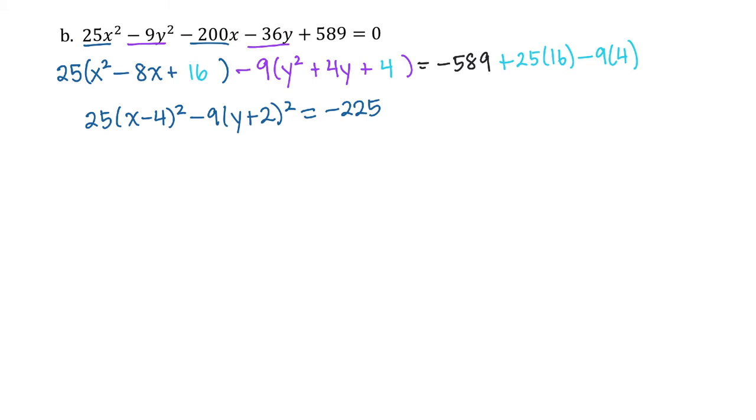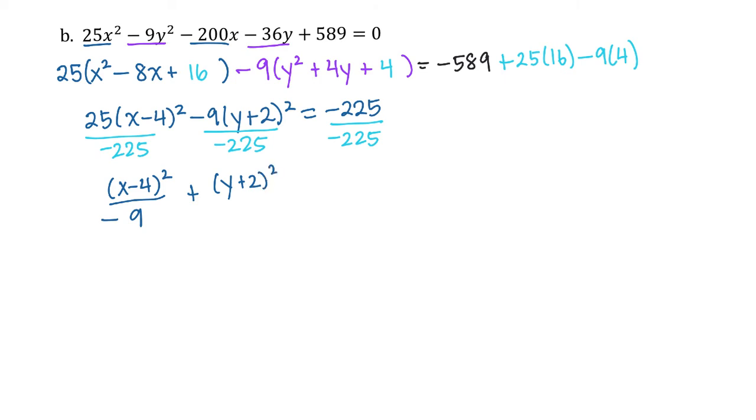I just need to turn this into a 1. Okay, and do be careful with your signs. Okay, so I have the x minus 4 squared in the numerator. If I do negative 225 divided by 25, I actually get negative 9. Okay, let's see. I have y plus 2 squared. Since it was negative 225 divided by negative 9, it's turning into a positive 25. Okay, let's see. The center is 4, negative 2.